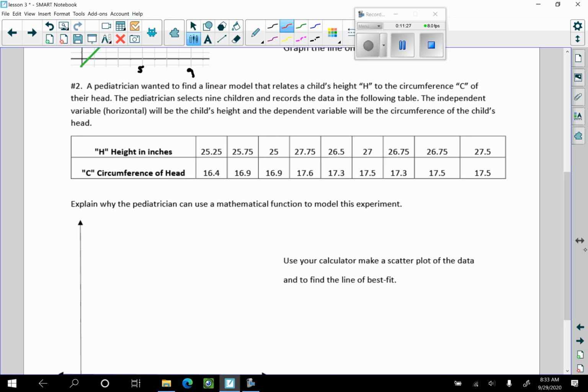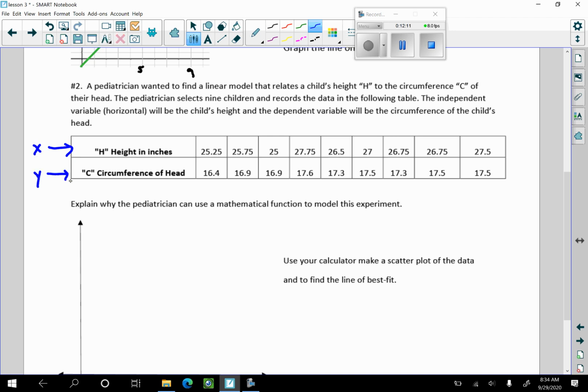And if we look at the scale, first of all, let's see what the independent is and the dependent. A pediatrician wanted to find a linear model that relates a child's height to the circumference C of their head. The pediatrician selects 9 children and records the data in the following table. The independent variable, horizontal, will be the child's height. So this is our x, and the dependent variable will be the circumference of the child's head. So this is going to be our x, and then this is going to be our y's.